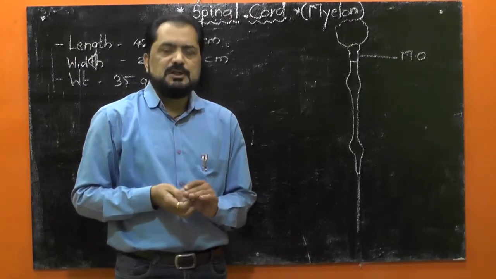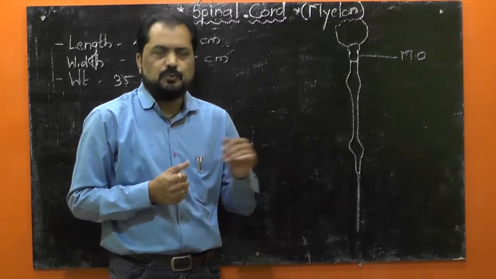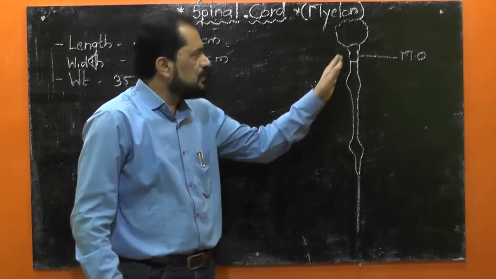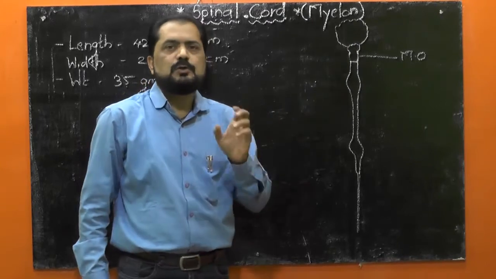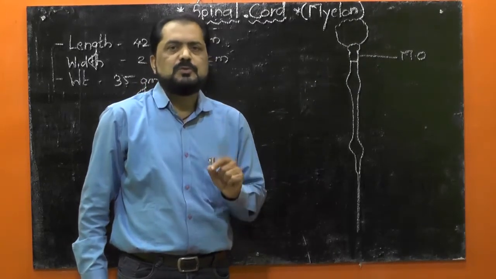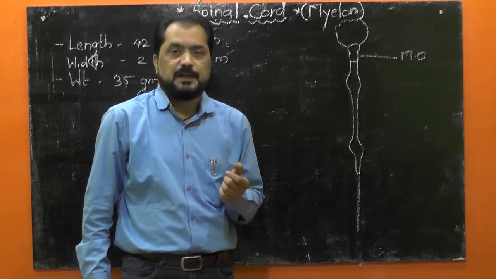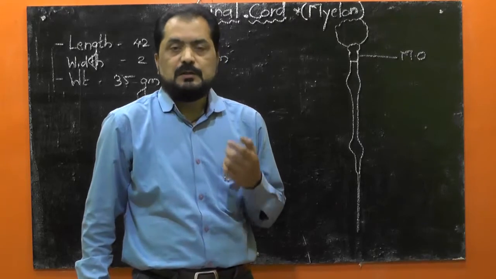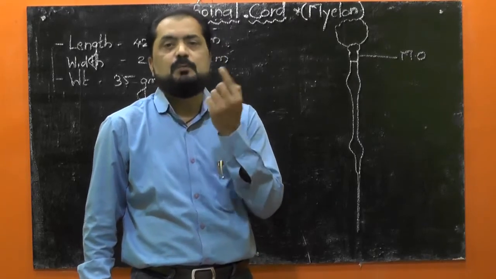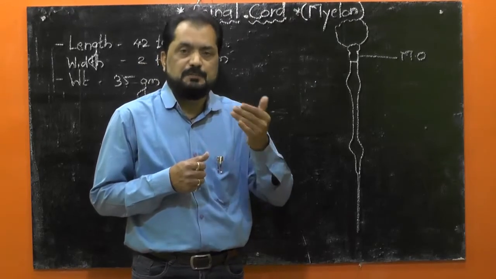Now let us talk initially about the protection of the spinal cord. I told you that the spinal cord passes through the vertebral column. Spinal cord passes through the vertebral column. We know that the vertebral column, that is spine, is made up of a number of ring-like bones placed one above the other, that is nothing but the vertebrae.